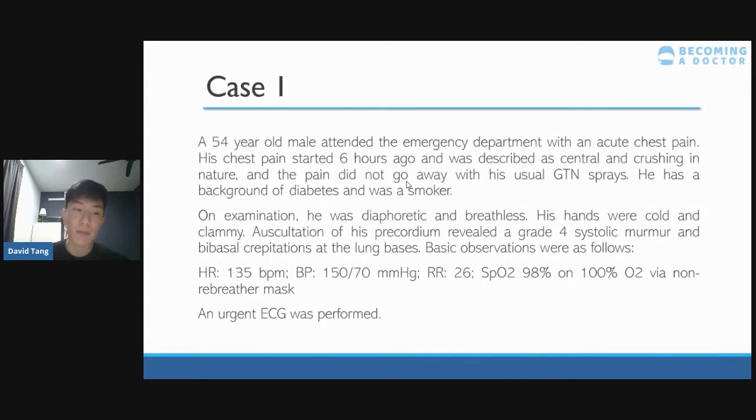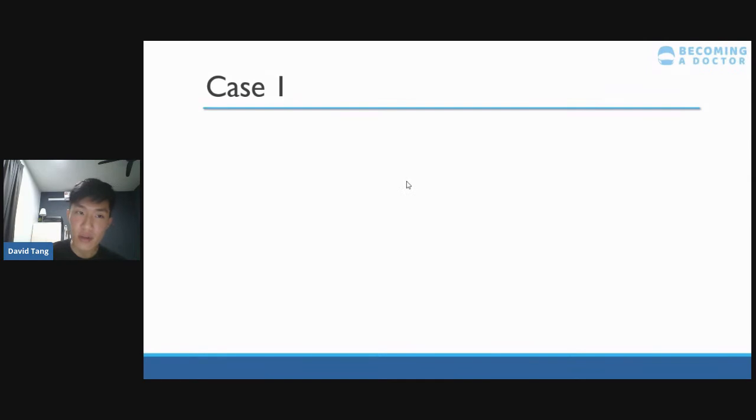For his basic obs, we have a heart rate that is tachycardic, he is hypertensive, and the patient is also tachypneic. However, the saturation is above 94%. Note that he's on 100% oxygen via non-rebreather mask. So an emergency ECG was performed. Let's go through what are the likely ECG changes you expect to see.